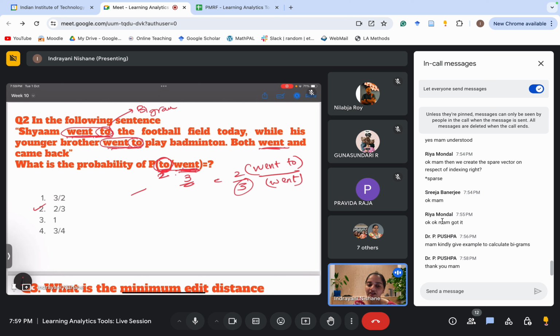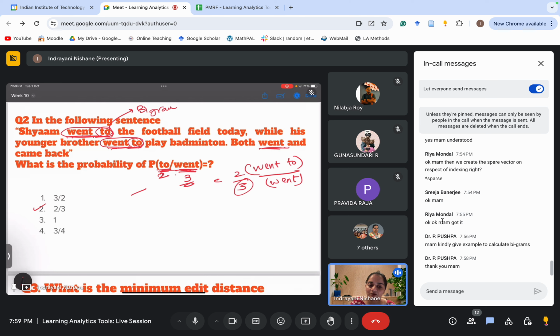So you don't even need to remember the concept of bigram, trigram, and so on. You just have to apply probability: how many conditions are happening together, how many total possible conditions there are, and how many are the conditions which are asked. That you need to remember. It's quite easy to calculate, quite easy to remember. Please don't get confused.